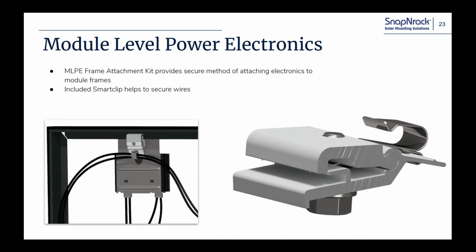So most systems now are going to be using some sort of module level performance power electronics. And typically with a railed system, you're going to be attaching those to the rail, getting everything wired up, and then coming back with the modules and plugging them in and slapping them down on the rail and attaching all that stuff together.